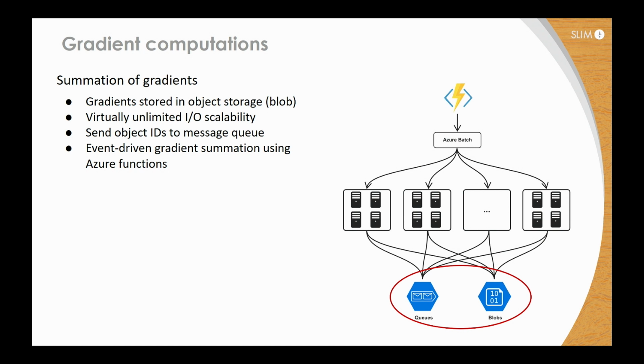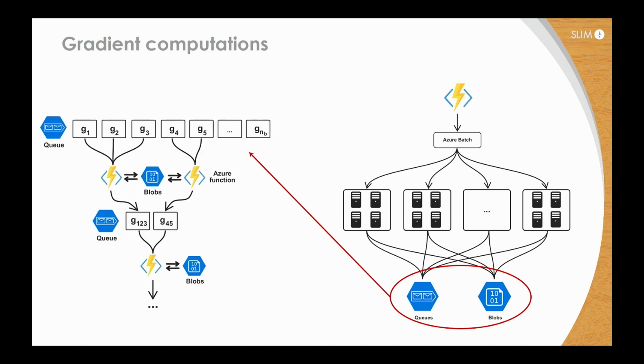So now we have what's called a message queue that collects messages. If one of these jobs is done, it's going to send a message to the queue and say, I computed the gradient with this job identifier. And then it's going to store the gradient in Blob, which is Azure's object storage. So up here, we have this message queue that collects the names or object identifiers of the gradients that have been computed. And once you add a gradient to this queue, what automatically happens is you spawn these Azure functions that are going to take care of summing these gradients.